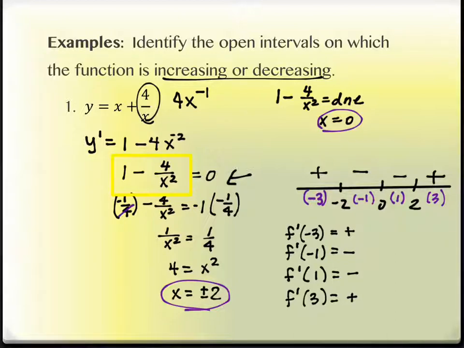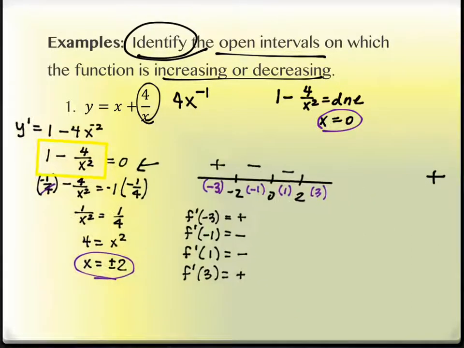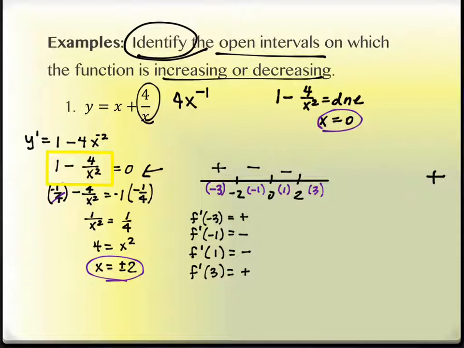Okay? Now the question actually asked me to identify the open intervals where it's increasing or decreasing. So when it comes time to do my answer, I need to make sure that I'm doing what I'm asked to do. Let me make all of this a little bit smaller, in fact. All right. So we're going to identify where this function is increasing. So which pieces of my sign chart, the positives or the negatives, are the increasing ones?